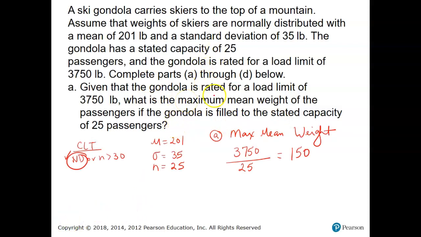Okay, it says given that the gondola is rated for a load limit of 3,750 pounds, what's the maximum mean weight of the passengers if the gondola is filled to the stated capacity of 25 passengers? So in other words, if we're going to be right at the load limit of 3,750 pounds and there's 25 passengers on there, then what can each one average to put it at its maximum weight? So I'm going to take the 3750 and divide it by the 25 passengers. So I get 150 pounds. So on average, the average person can weigh 150 pounds, and that's going to put us right at that maximum weight limit. If people weigh more than 150 pounds, then we're going to exceed that maximum weight limit.